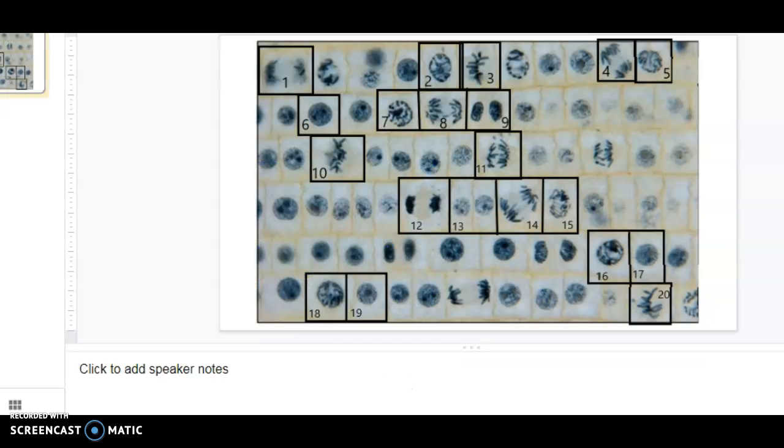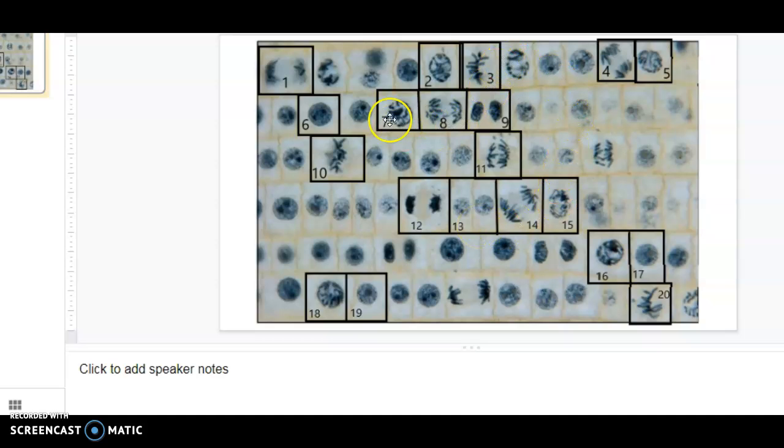So when you're looking at your microscope slides, those are things that you're going to be looking for. So like right here on number 13, I can see that cell membrane beginning to form. So I know that that is cytokinesis, because that is when the cell membrane begins to pinch off and you have two separate cells. So this one would be cytokinesis, since you see two distinct cells in that one square.